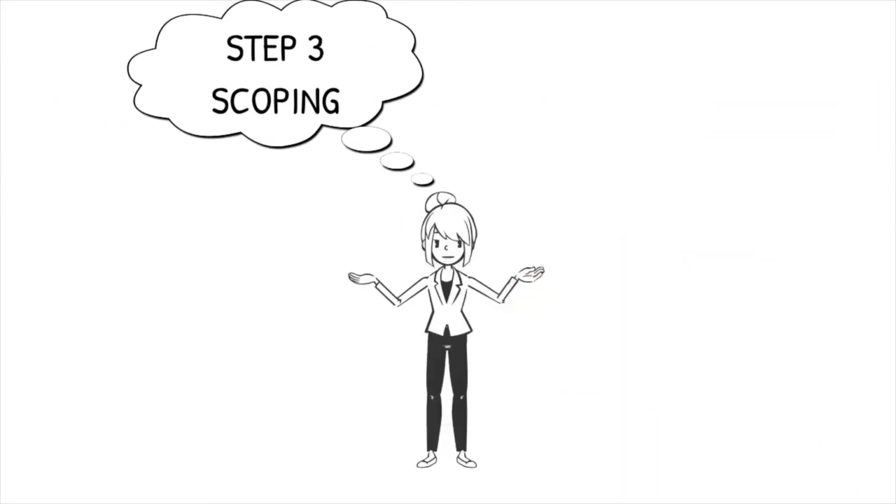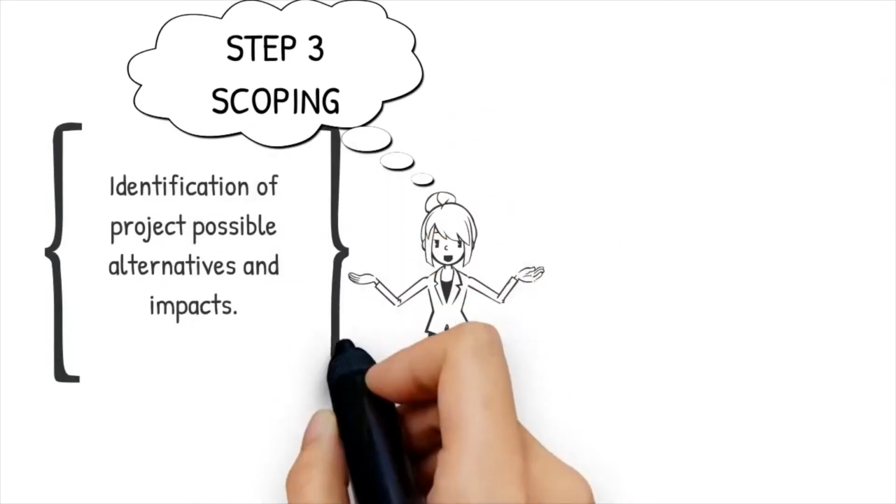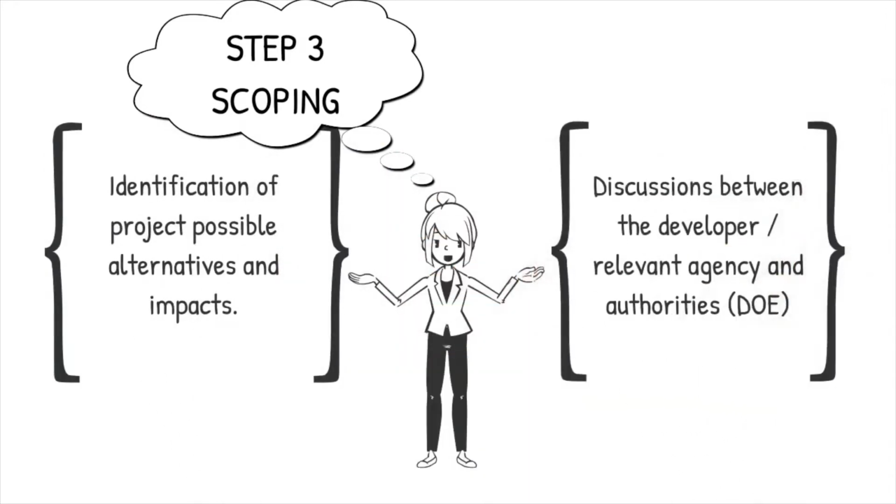Step 3, Scoping. There are 2 elements required in this step. Firstly, identification of the project's possible alternatives and impacts. Secondly, discussions between the developer or relevant agency and authority such as the Department of Environment. Change of specific land space and other alternatives can be employed at this stage.